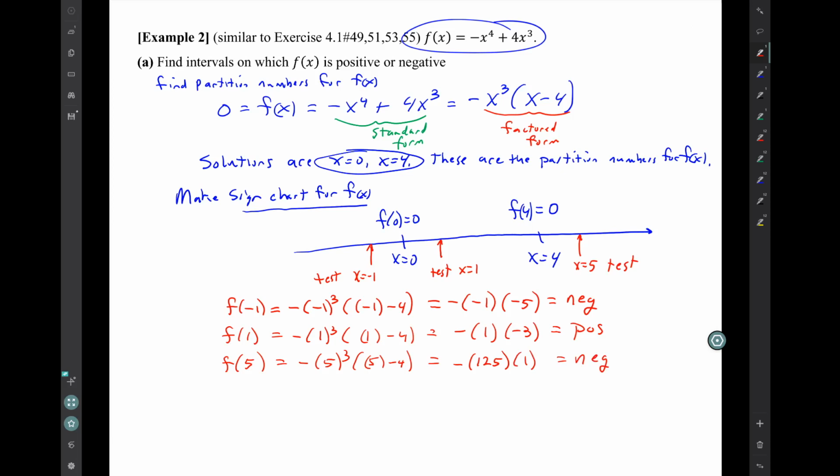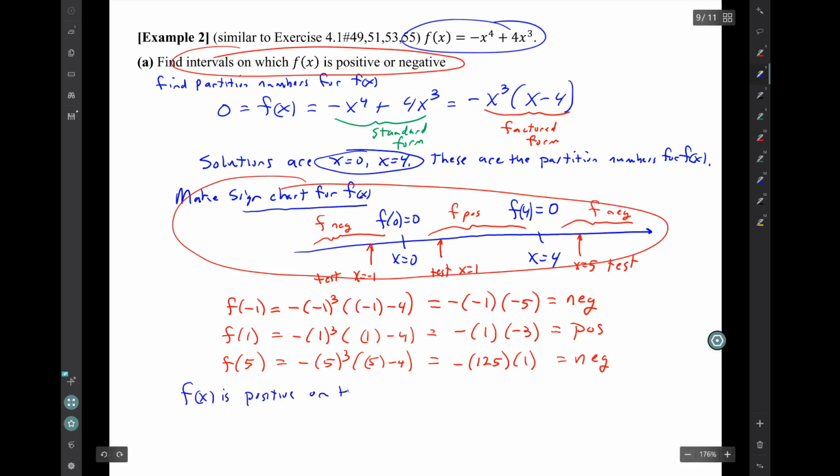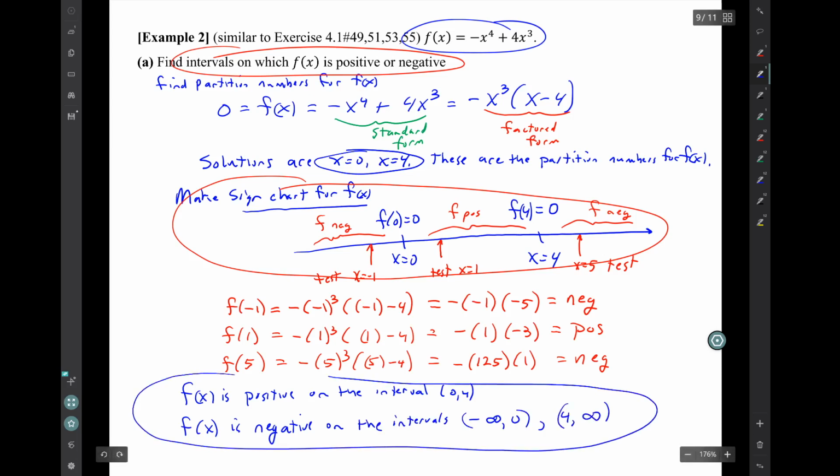So let's put that information on the sign chart. And there's our finished sign chart. And then finally, we use our sign chart to answer this question. Now remember, the question was, where is f of x positive or negative? This is a sign chart for f of x. So that's giving us the exact information that we need. So f of x is positive on the interval 0, 4, and f of x is negative on the intervals -infinity to 0 and 4 to infinity.